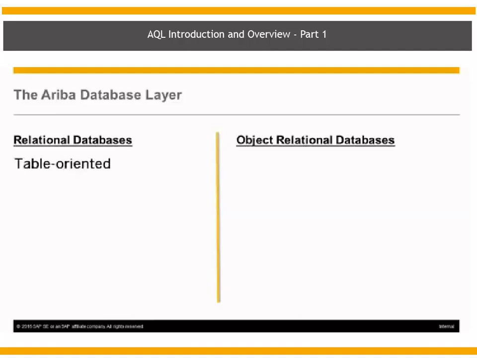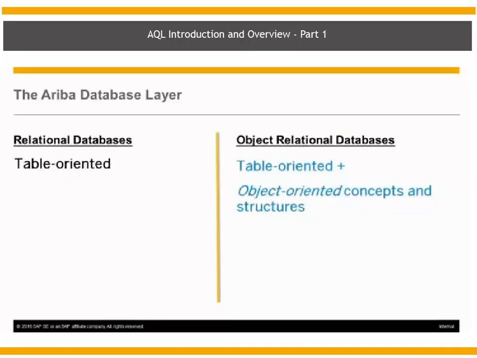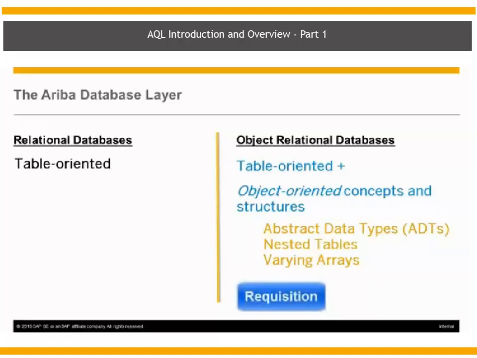However, object relational databases, such as ours, extend to include object-oriented concepts and structures, such as abstract data types, nested tables, and varying arrays. These objects represent unique instances of specific business entities called classes. For example, the requisition class, or RFX document class. We will discuss classes in further detail in a later module.